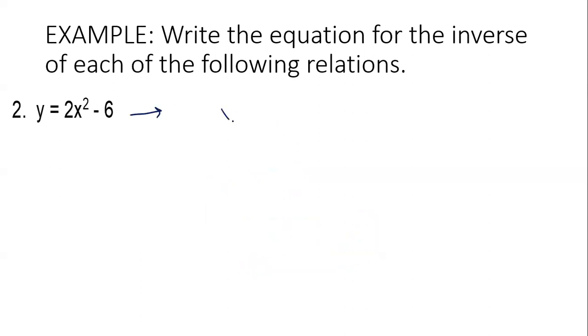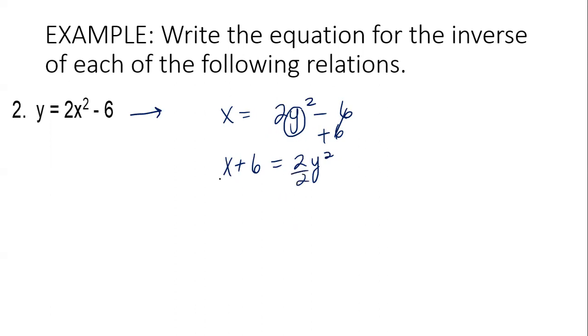Switch. So this is going to become x equals 2y squared minus 6. Our goal is to get y by itself. What's the first step to get y by itself? Add 6. What I do to one side, I do to the other. So we have x plus 6 equals 2y squared. What is the second step I'm going to do to get y by itself? Divide by 2. Divide everything by 2.